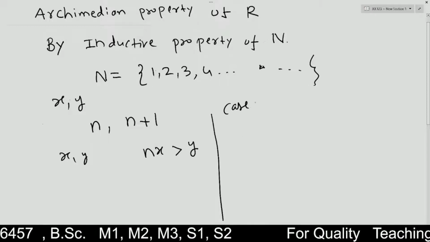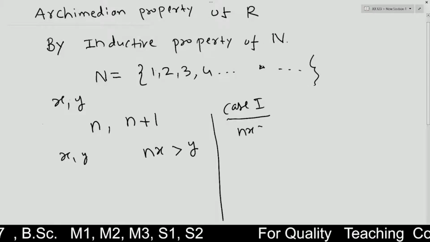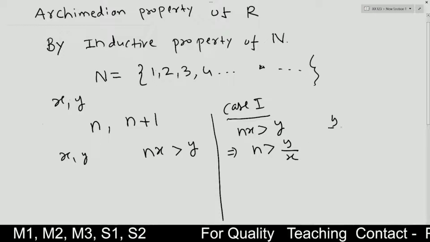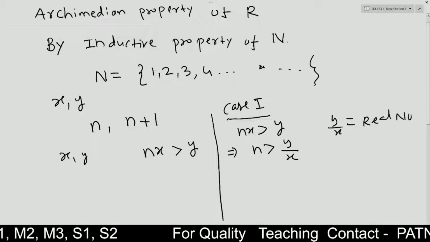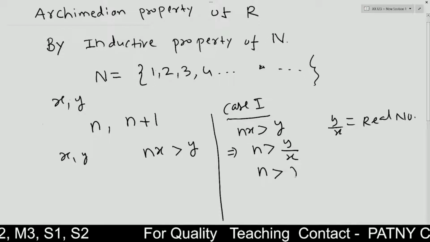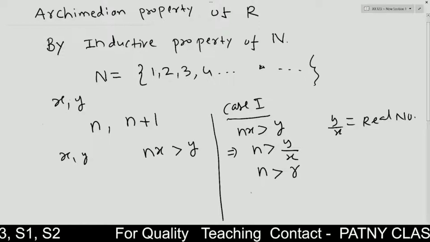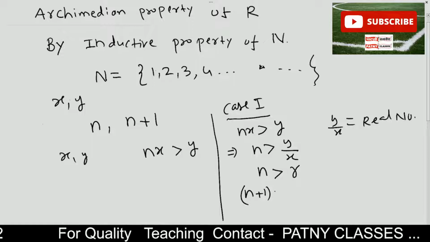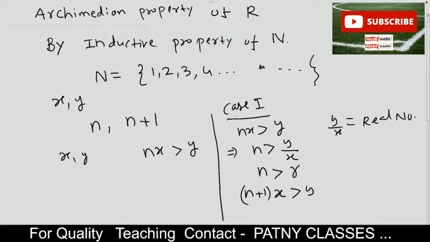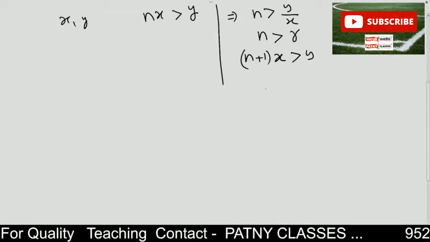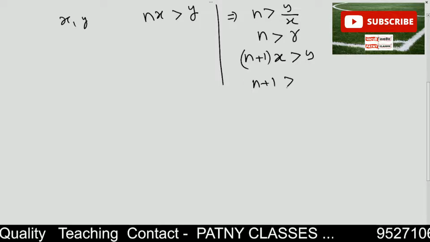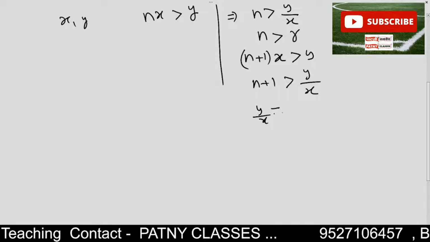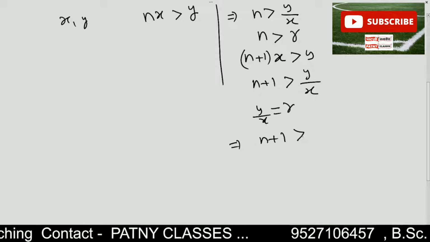Now consider case number 1. For nx greater than y implies n is greater than y upon x, where y upon x is a real number. Therefore n is greater than r. Now for n plus 1, if it is true for n by inductive method, it must be true for n plus 1 as well. Therefore n plus 1 is greater than y. Here also n plus 1 is greater than y upon x. y upon x is nothing but r, implies n plus 1 is greater than r.